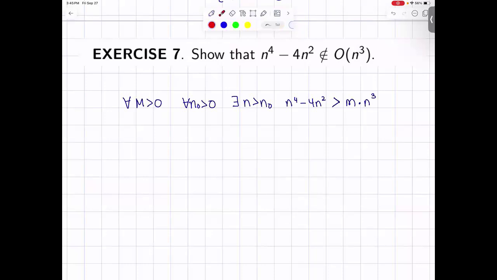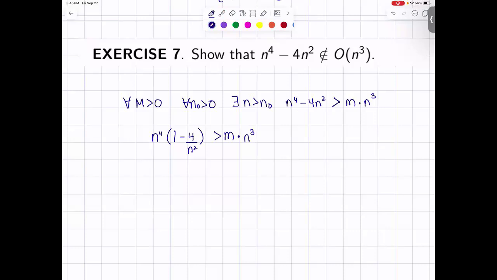Okay, and once again, we're going to notice that we have that difference of terms right here. And so that tells us once again that we're going to want to do that factoring out. So we take out that n to the 4, and that's going to leave us with 1 minus 4 over n squared, greater than m times n cubed.